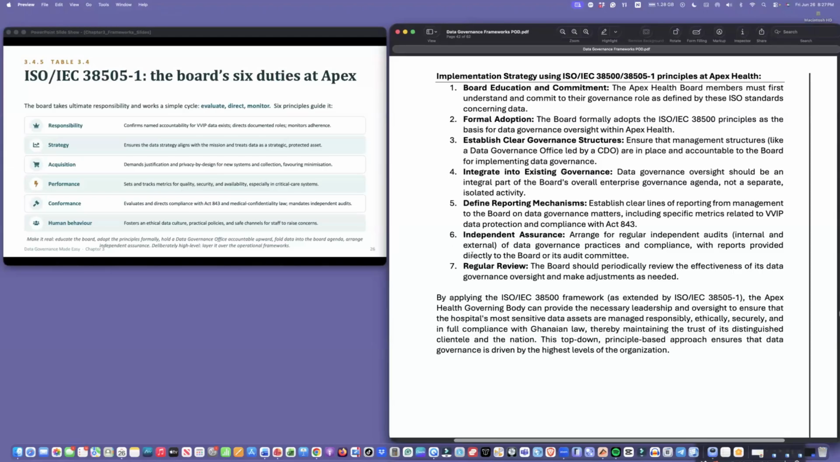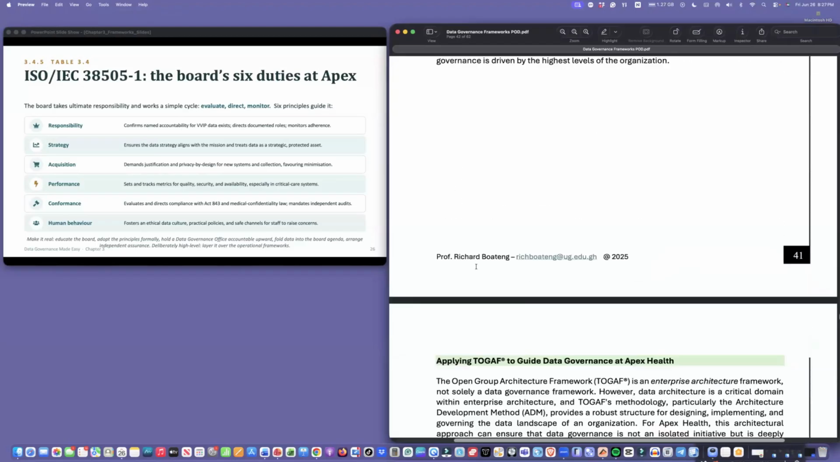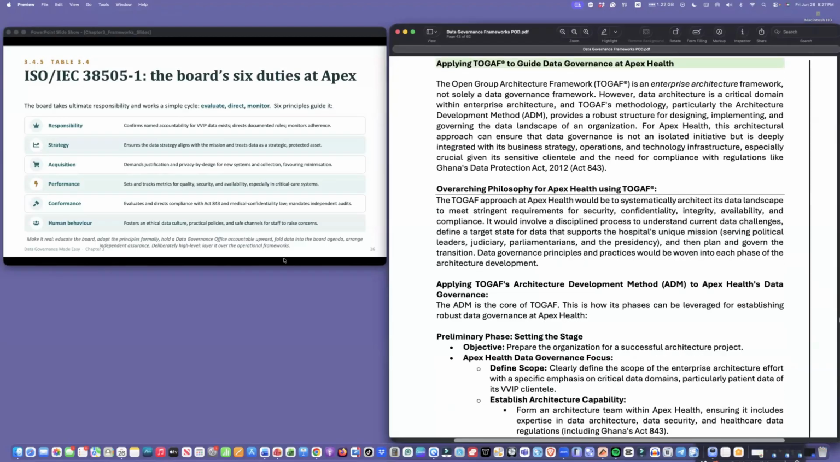So apart from the independent assurance bodies, you can also have regular review, where the board will review the effectiveness of data governance and make adjustments as needed. Then you have TOGAF. TOGAF is from the Open Group, and they developed their own architecture framework called TOGAF. The meaning is The Open Group Architecture Framework, which I mentioned earlier.